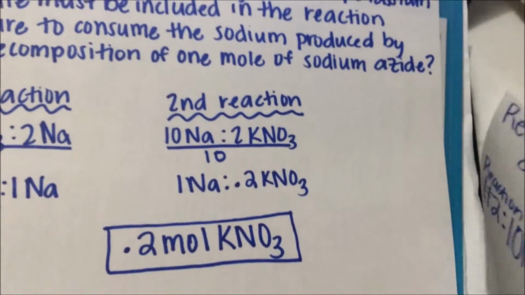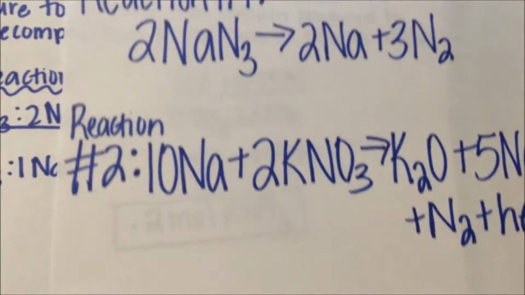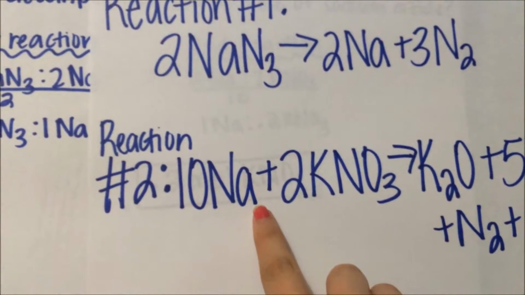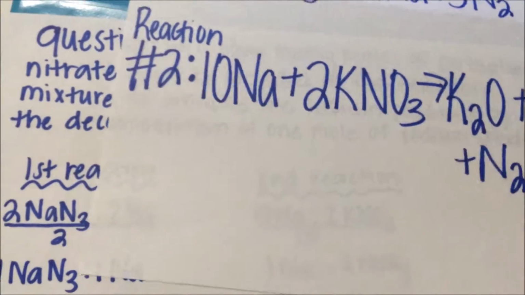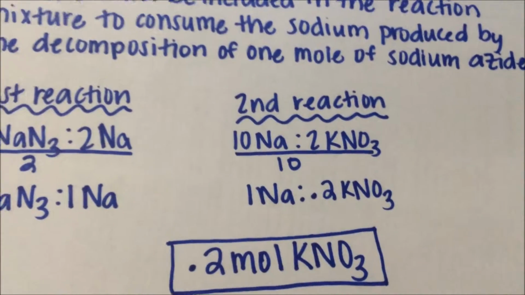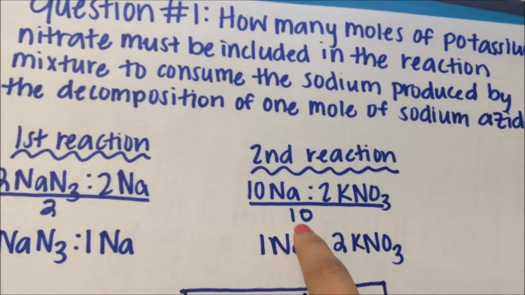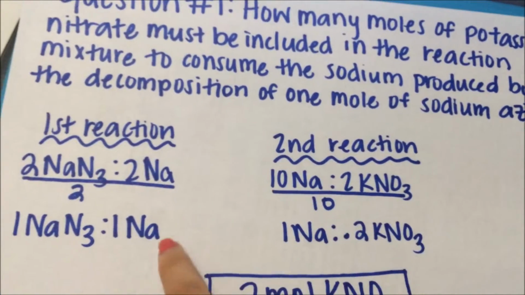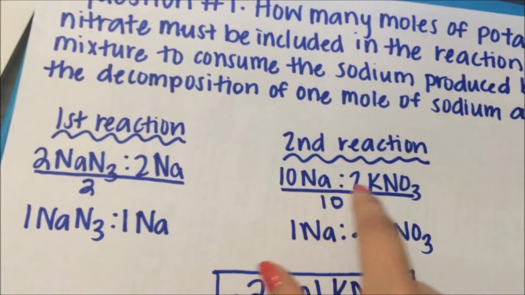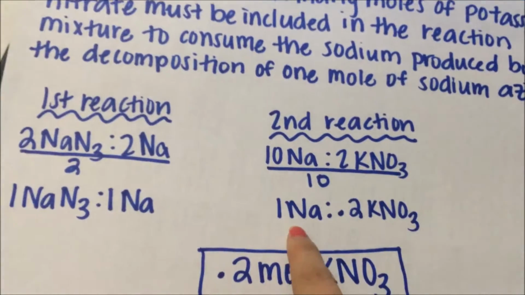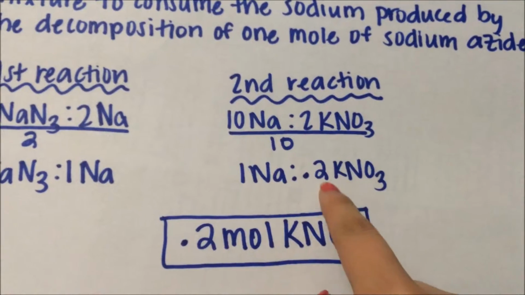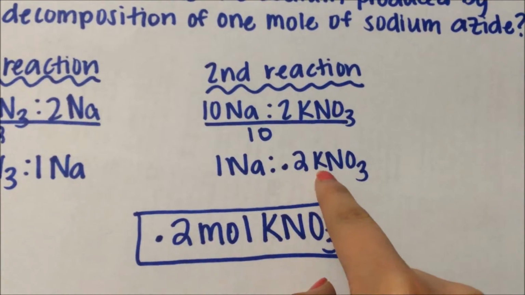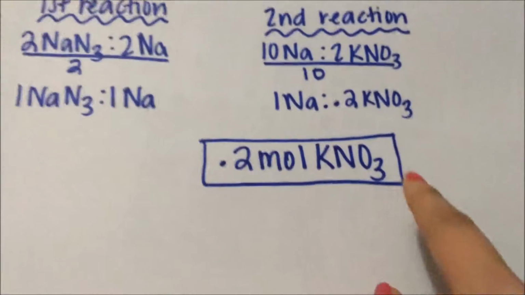For the second reaction, there's originally 10 moles of sodium to 2 moles of potassium nitrate. But we need to get the same amount of sodium as we got here. To do that, we have to divide everything by 10 to get 1 mole of sodium. And once we do that, we get 2 divided by 10, and we get 0.2 moles of potassium nitrate. And so that's our answer.